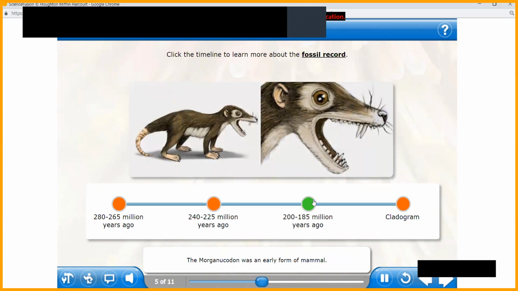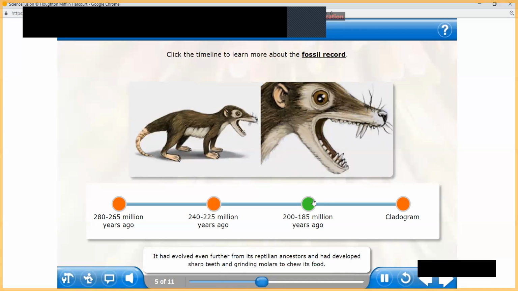The Morganucodon was an early form of mammal. It lived 200 to 185 million years ago, or about 40 million years after Thrinaxodon. It had evolved even further from its reptilian ancestors and had developed sharp teeth and grinding molars to chew its food.